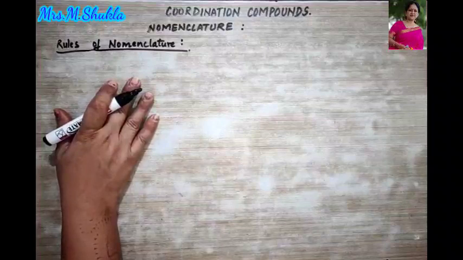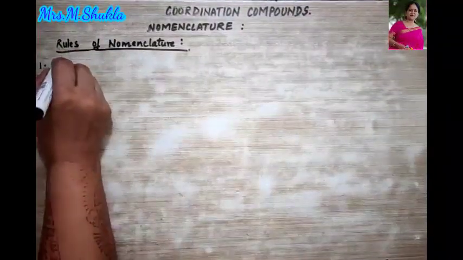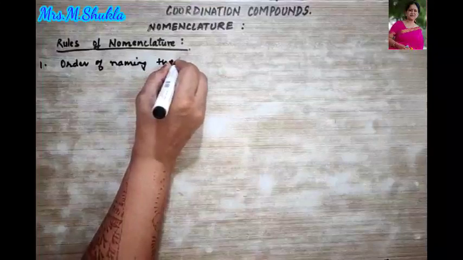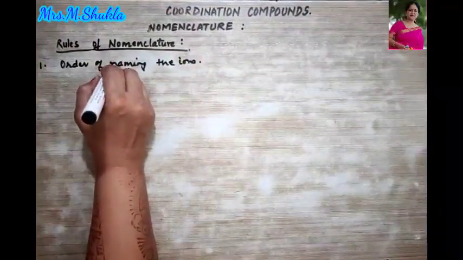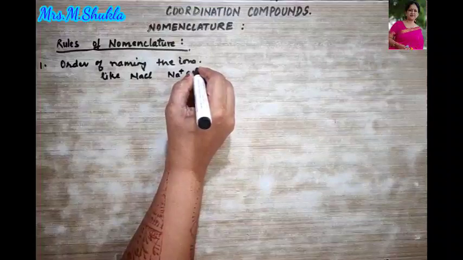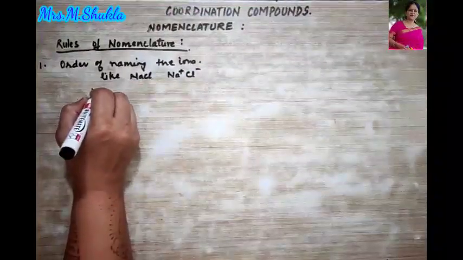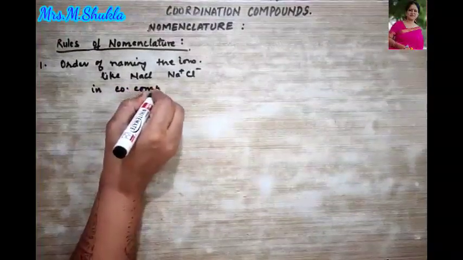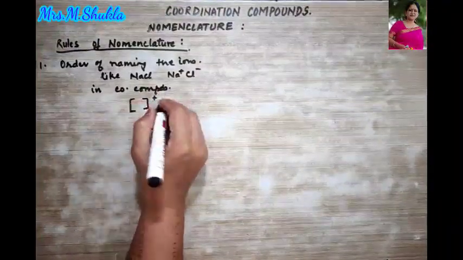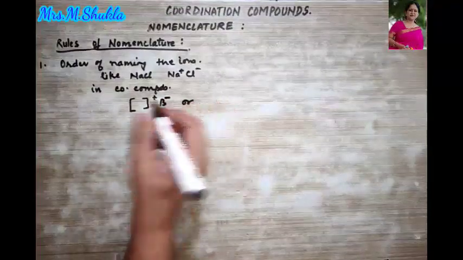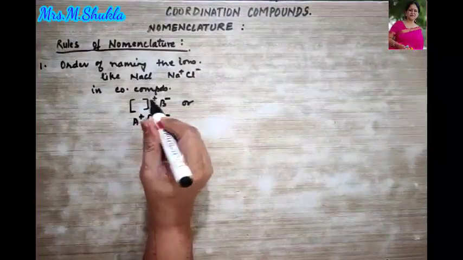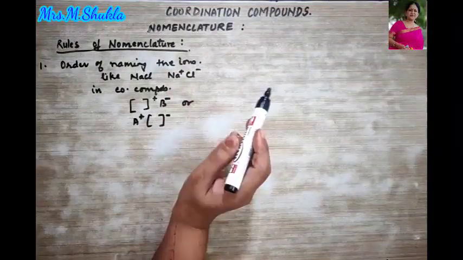Okay, rules of nomenclature. Coming to the first point: order of naming the ions. For example, in NaCl, how do we name it? First we use the positive sign, then the negative charge, isn't it? In the same manner, coordination compounds can be written with the cation first and the anion second. Either the entity inside is plus and this is your anion, or it can be written the other way around. So these are the two different ways coordination compounds can be written.